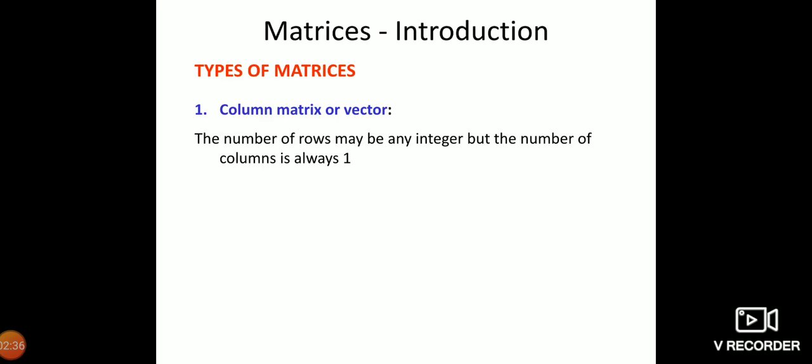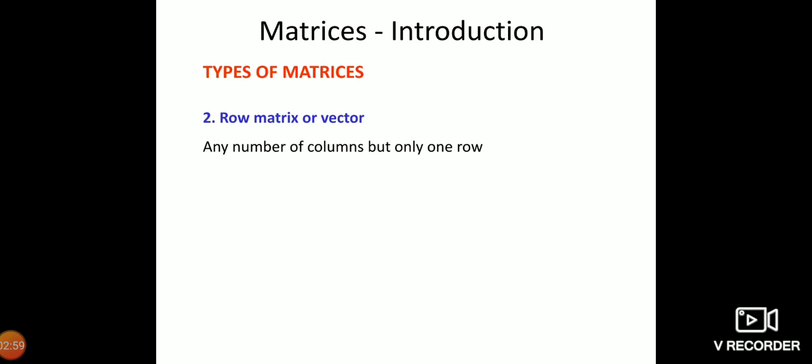Types of matrices. First is the column matrix or vector. The number of rows may be any integer, but the number of columns is always 1. That means any matrix which has only one column is known as a column matrix. Second, row matrices. In this matrix there is only one row, any number of columns but only one row, and it is known as a row matrix.